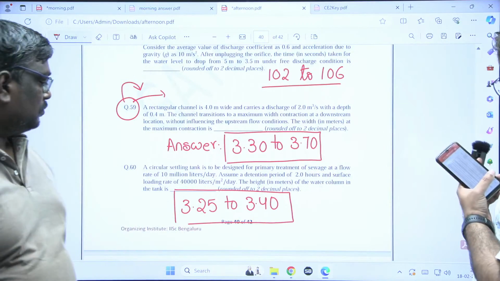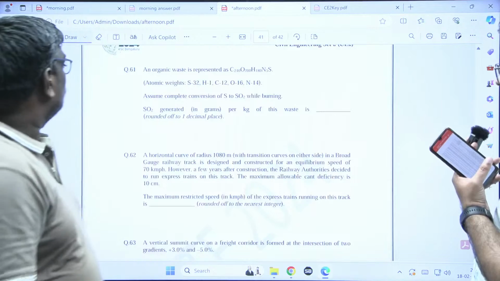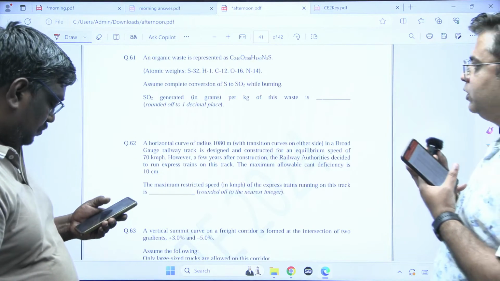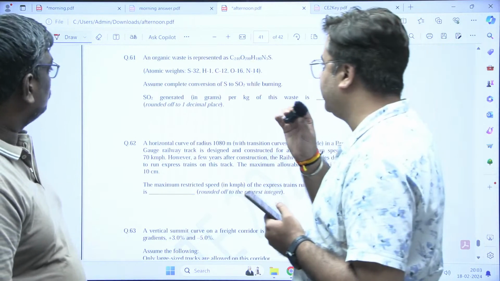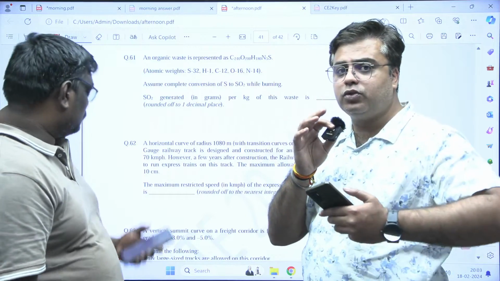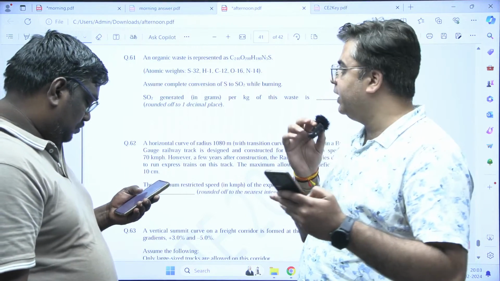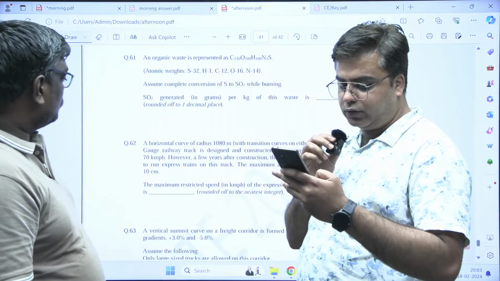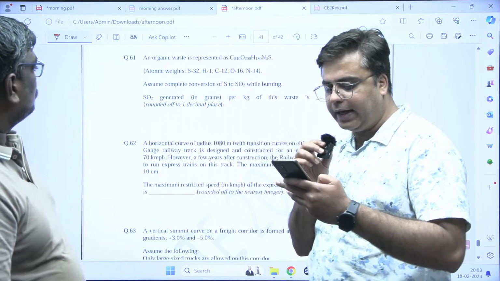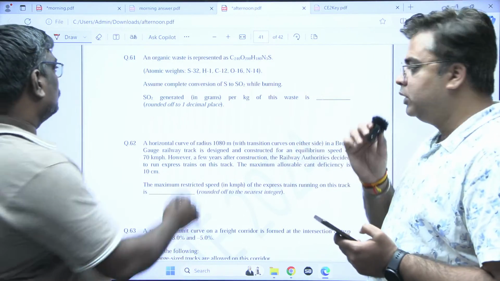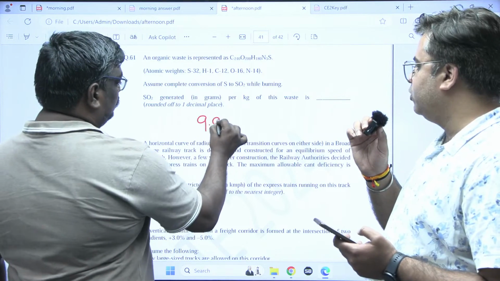Next is question number 61, which is again an environment question in which you need to calculate the amount of SO2 generated. We have already dealt with this question in detail and I have explained how to solve it. For this question, the answer will be 9.9 to 10.2. So 9.9 to 10.2, the range is given.